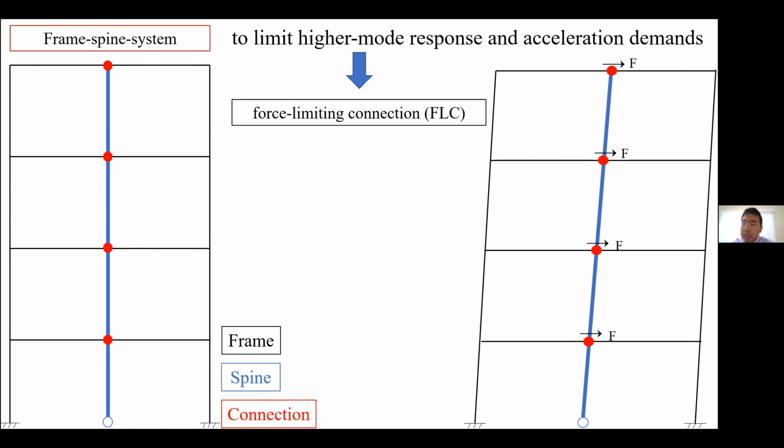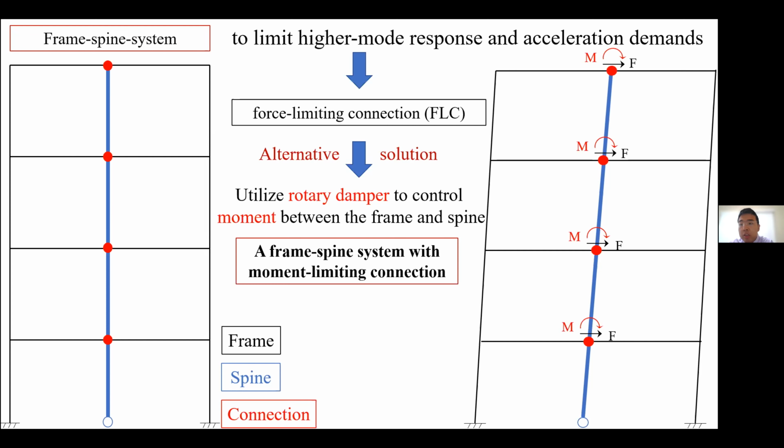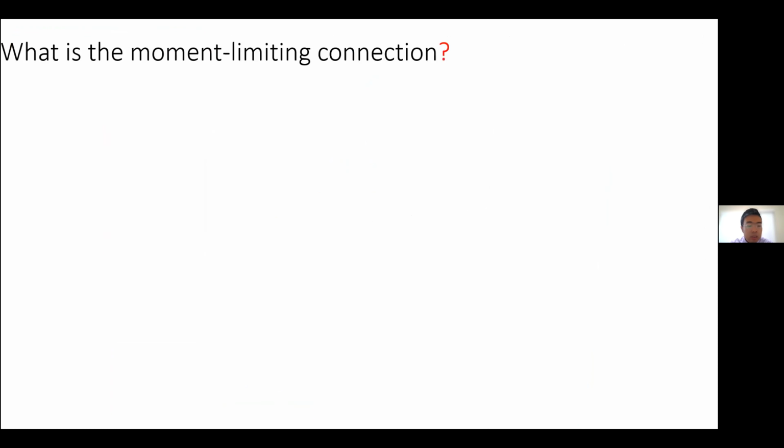But in this research proposal, I have tried another alternative solution. I use the rotatory damper to control the moment between the frame and span, not the shear force, because under the earthquake, there is not only the shear force, but also a significant moment between the frame and the span. So this is called a free span system with moment limited connection. But the question is, what is the moment limited connection, right?